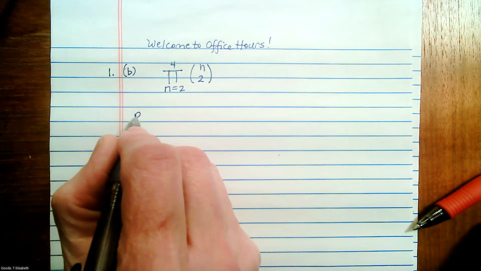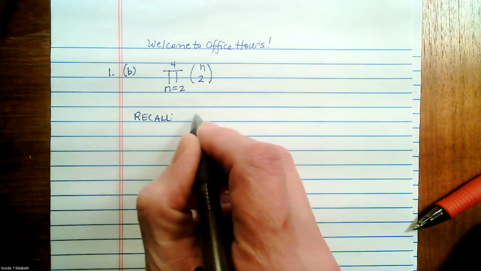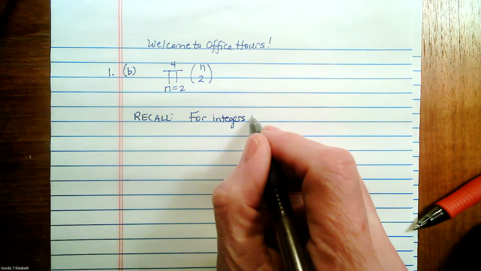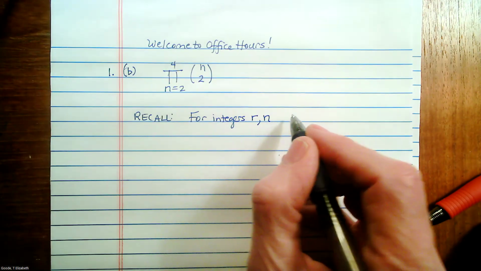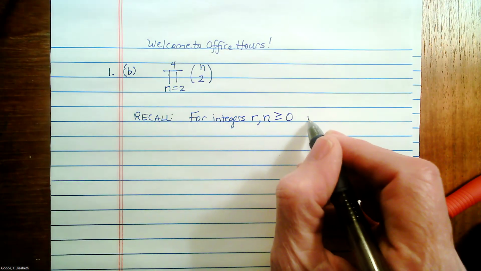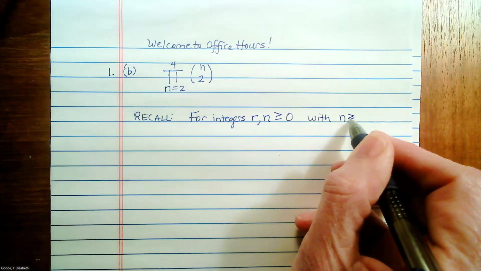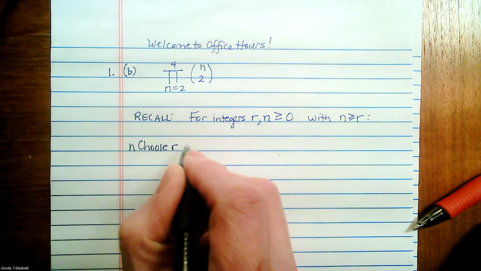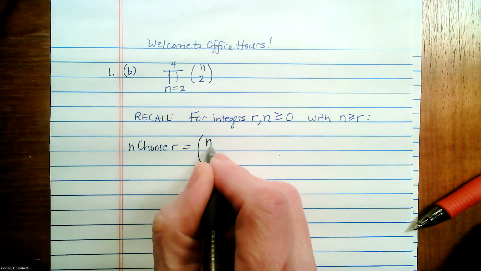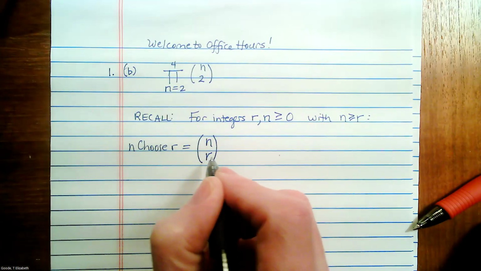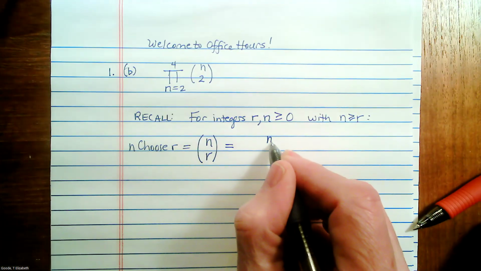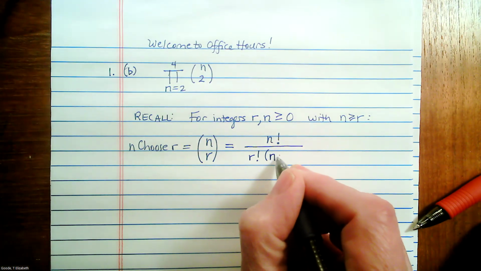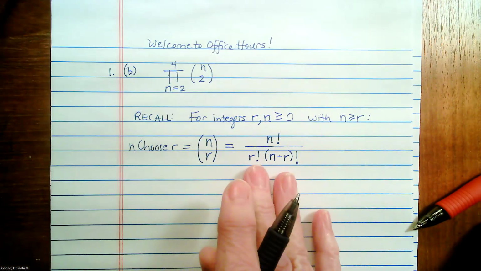All right, so just recall, for integers r and n greater than or equal to 0 with n greater than or equal to r, n choose r, which is denoted by n choose r in parentheses, is defined to be n factorial divided by r factorial times the quantity n minus r factorial. Does that look familiar?